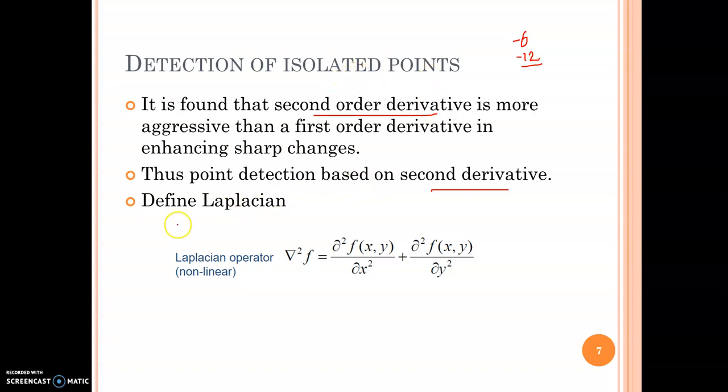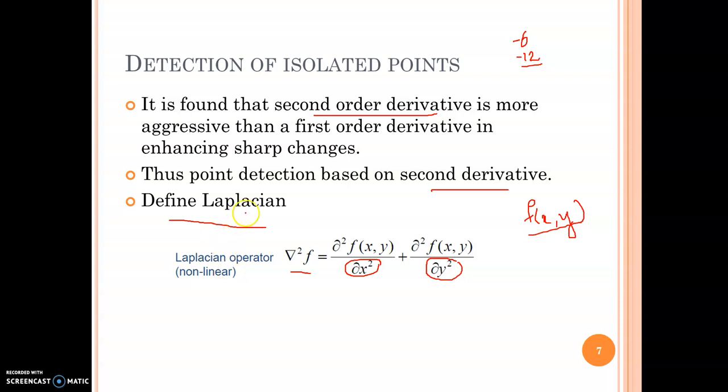The second order derivative is also known as Laplacian, and it is represented as del square f. As we know, my image is a function of both x and y, a two-dimensional function. So if I want to take the second derivative, I have to take the second derivative with respect to x square as well as the second derivative with respect to y square.